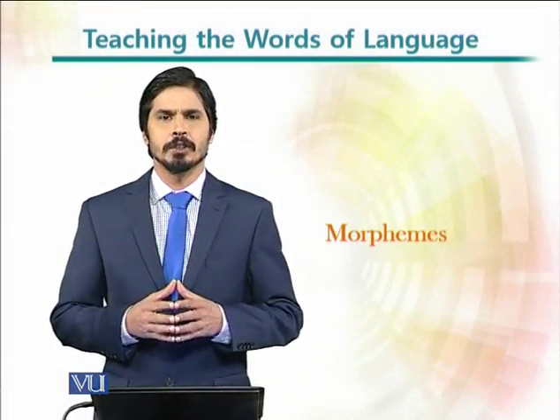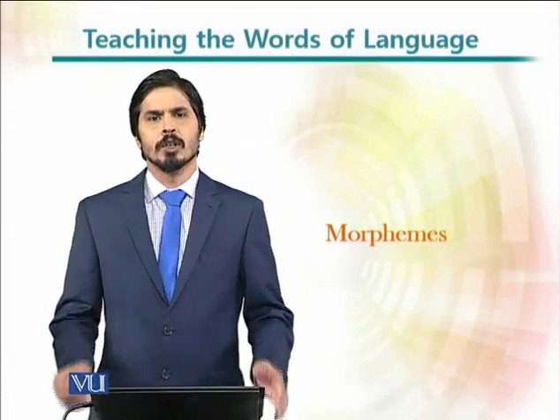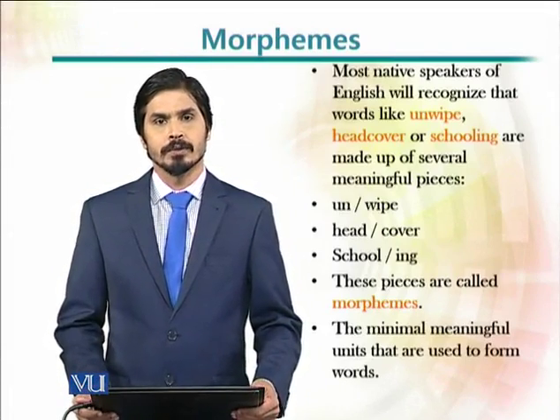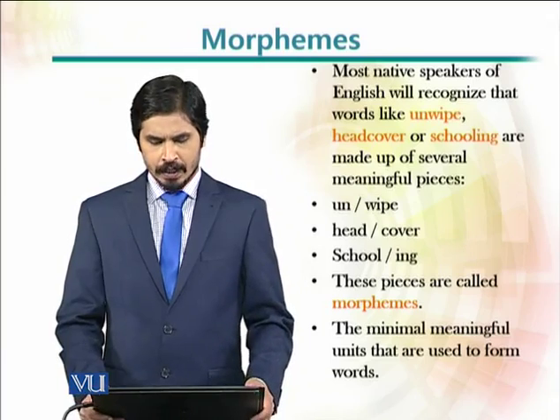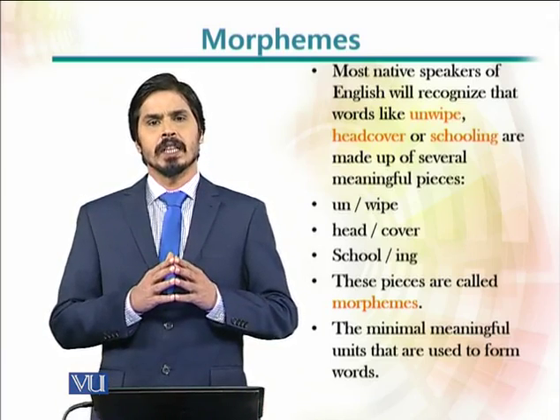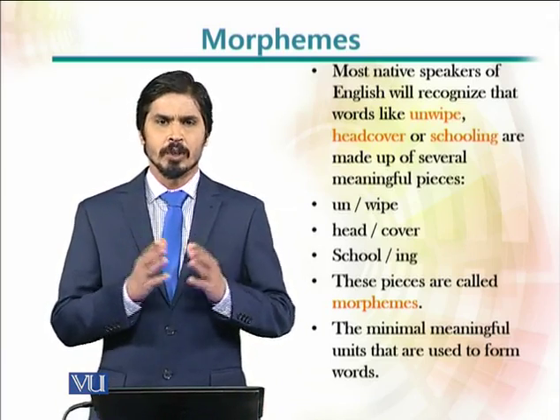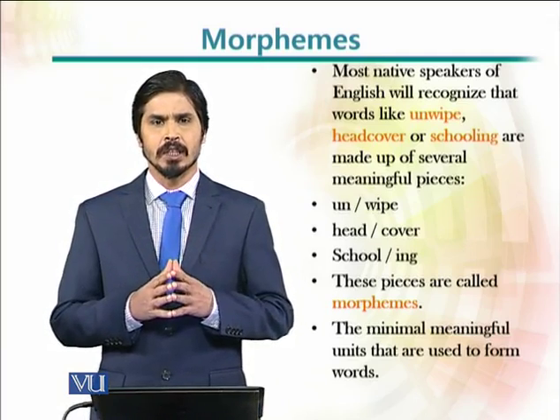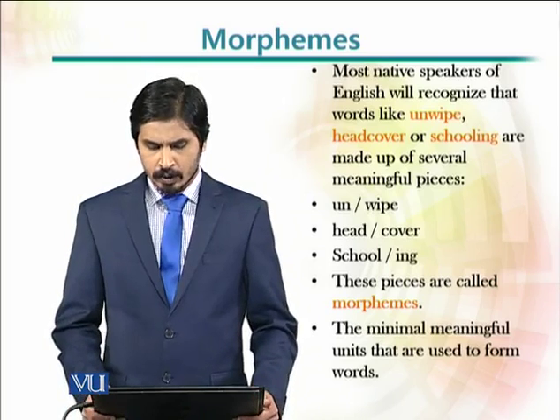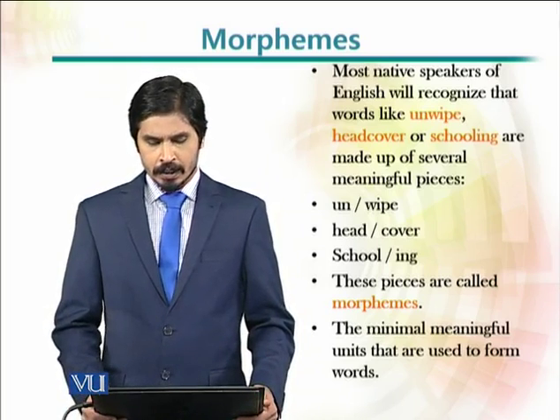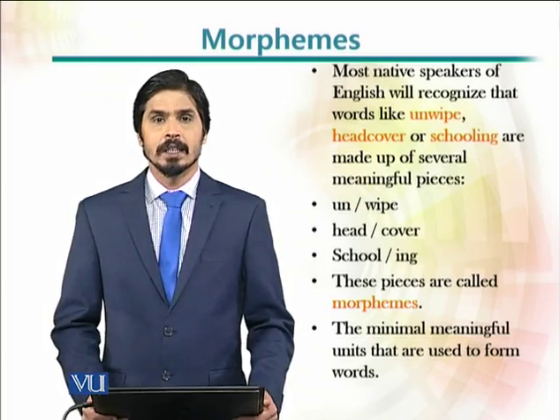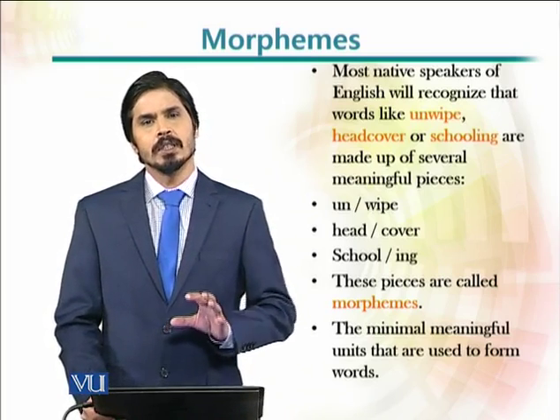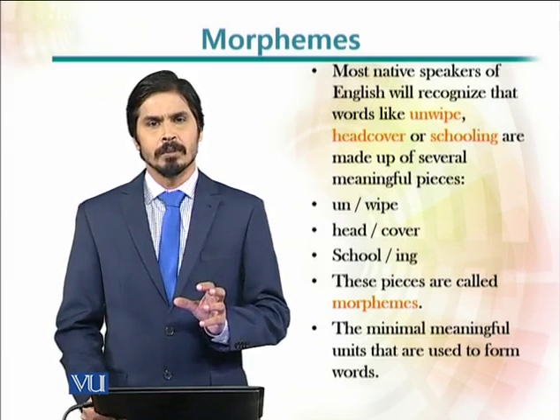Morphemes are the basic unit of analysis in morphology, and they are also the basic unit of a word. Most native speakers of English would understand how many morphemes are involved in the following words, which are in front of you on the screen. For example, we have the words unwipe, head cover, and schooling. And they could be divided into several meaningful units.